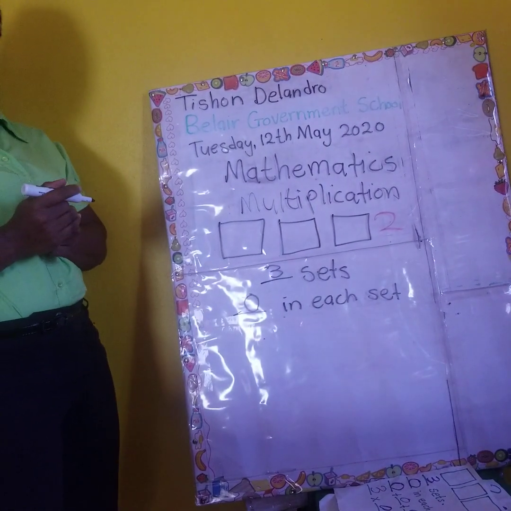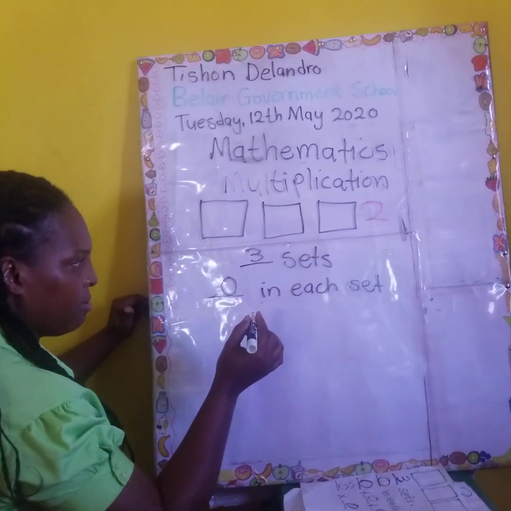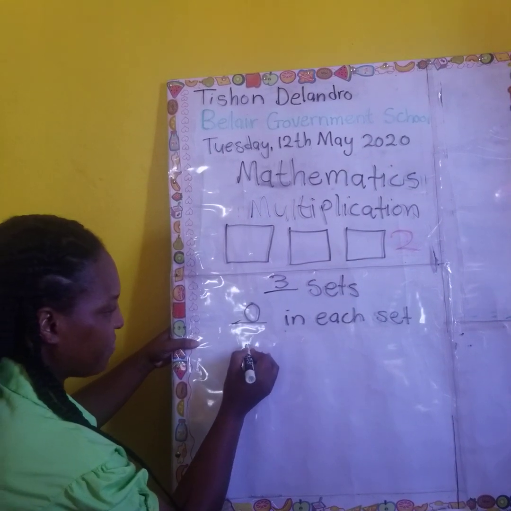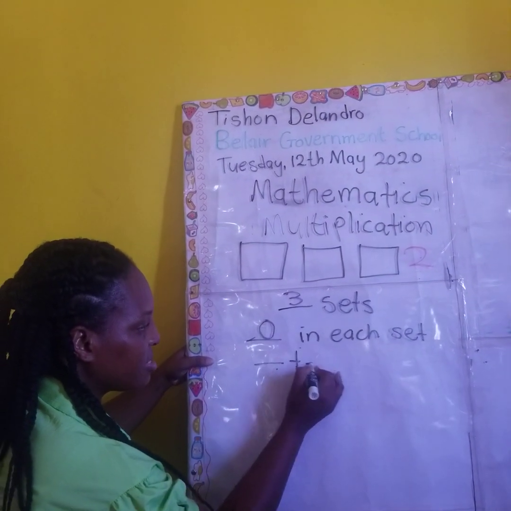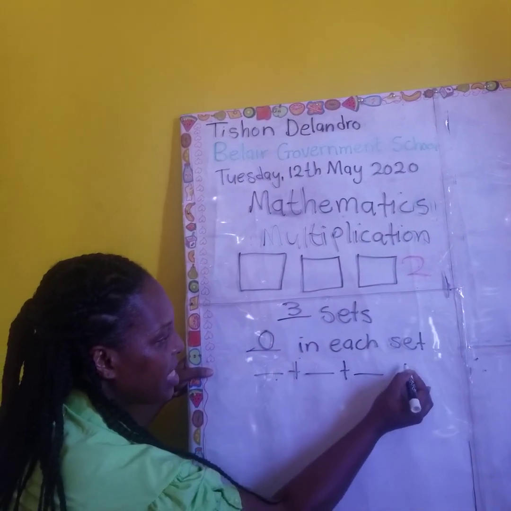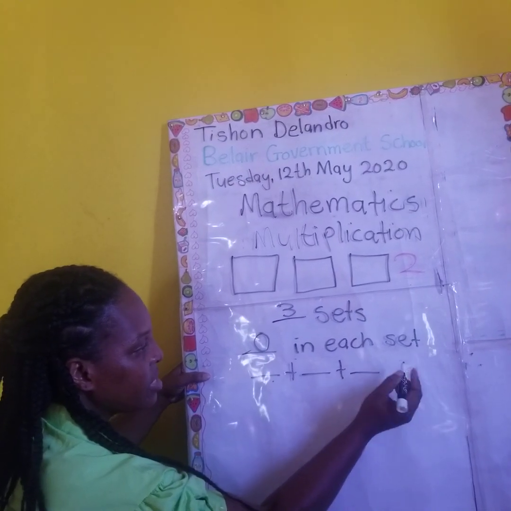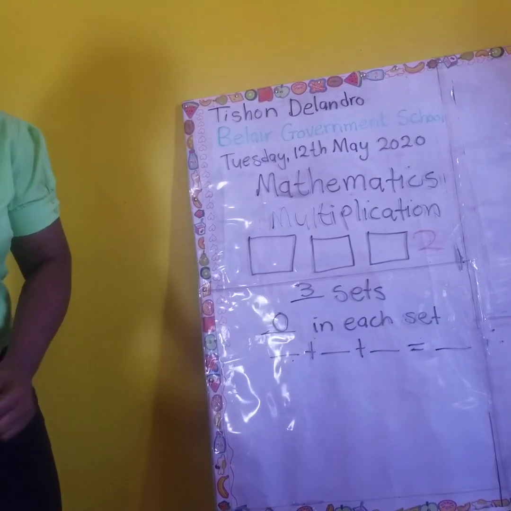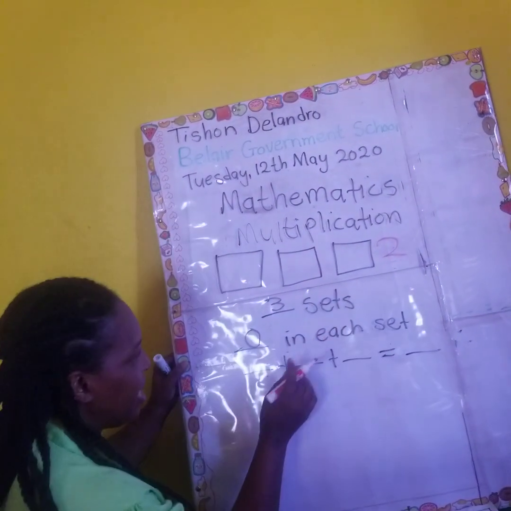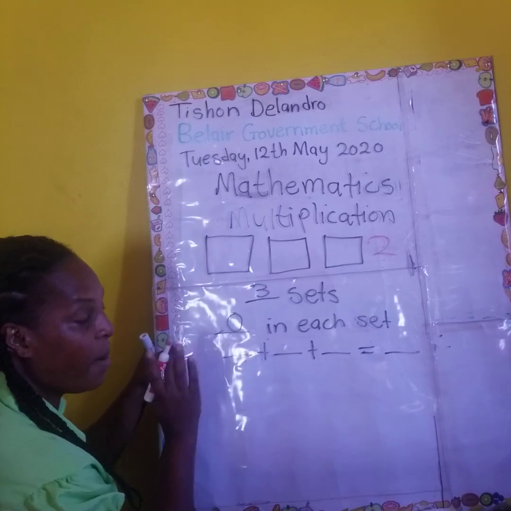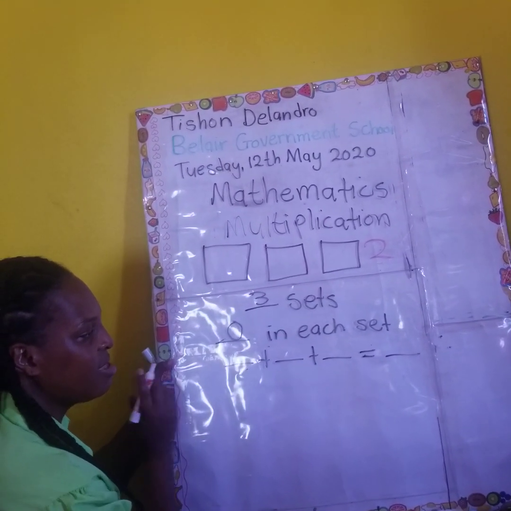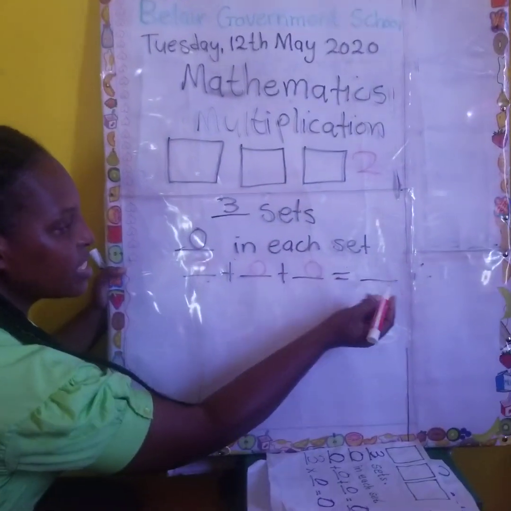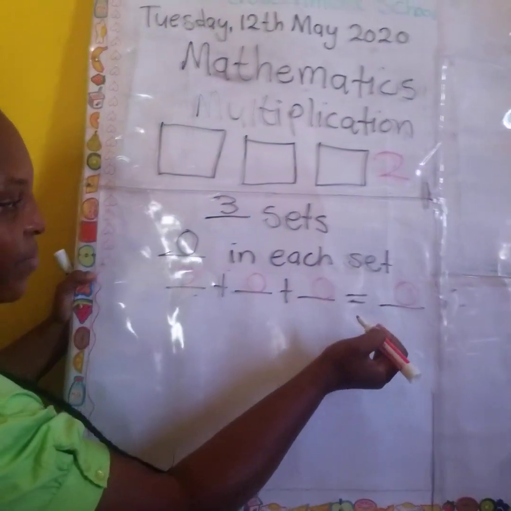So how many times do I have to add? 3 times. How do you know that? Because we have 3 sets. So we have to add something plus something plus something is equal to something. Okay? And what do I have to put here? The number in the set. And how much is in the set again? 0. So 0 plus 0 plus 0 is equal to 0.